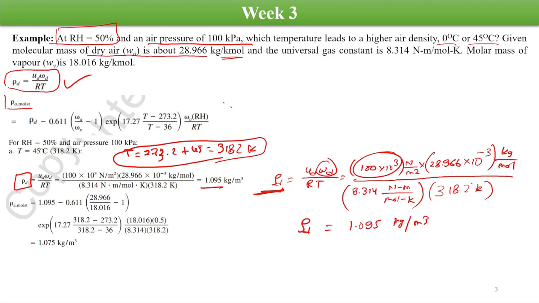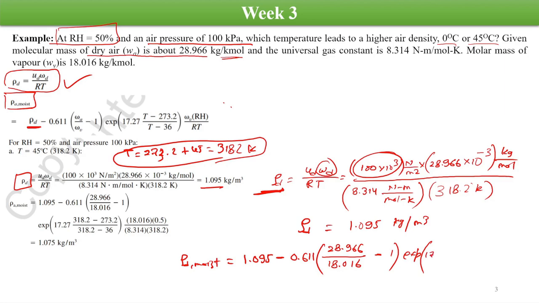Now we want to obtain the density at some moisture content, that is 50% relative humidity. So in that case, we'll use this formula to calculate it. Rho moist, we can write, is rho d that we have calculated, 1.095 kilogram per meter cube, minus 0.611 times W A over W V minus 1, where W A is the molecular weight of dry air, 28.966, and W V is 18.016. Then we have the exponential term: 17.27 multiplied by T minus 273.2, that's 45 only, divided by T minus 36, so 318.2 minus 36.